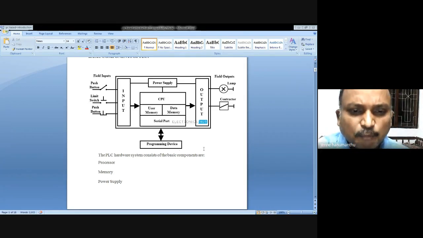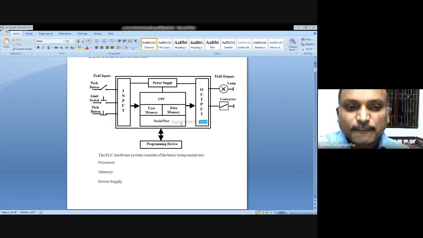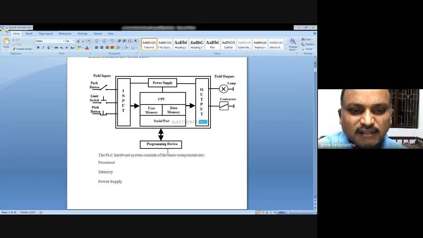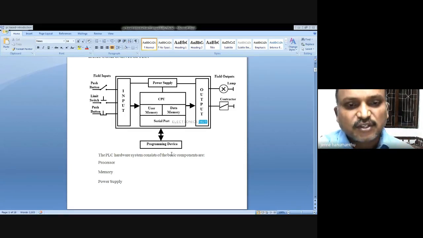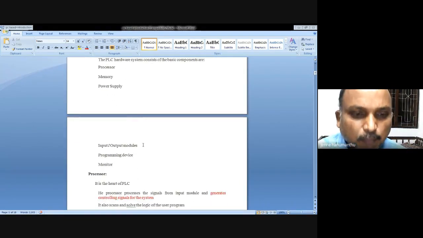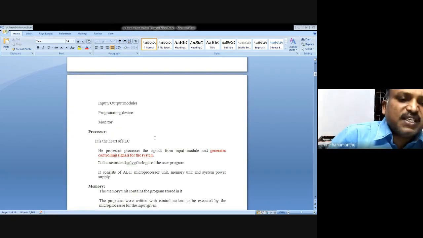We need some programming device, so we can program it. For this purpose, we need memory, volatile and non-volatile memories. We can write it, we can read it. So there should be some possibility for this memory, right? It will be done with the help of a programming device, right? These are all the devices available: processor, memory, power supply, input and output modules, programming device, and monitor, right?